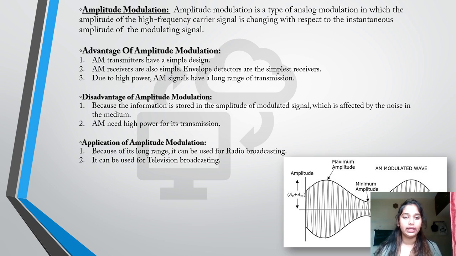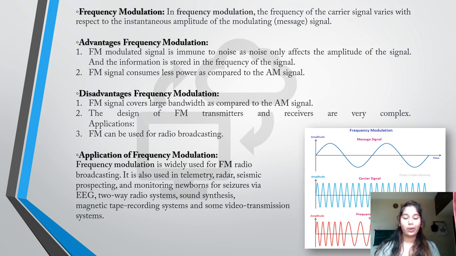What are the advantages of AM? AM transmitters have a simple design. Due to high power, AM signals have a long range of transmission. What are the disadvantages of AM? Because the information is stored in the amplitude of the modulated signal, it is affected by the noise in the medium. AM needs high frequency for transmission. Applications of amplitude modulation: because it has long range, it can be used for radio broadcasting and it can be used for television broadcasting also.